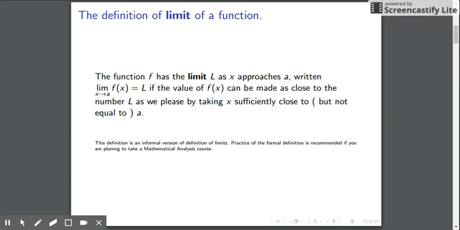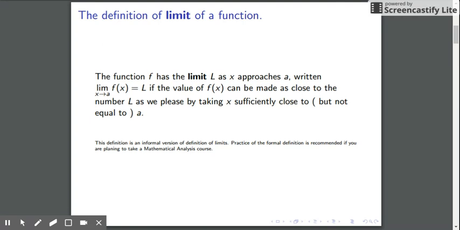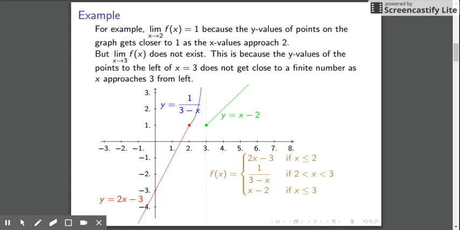So it's like, as we get closer and closer to a value for x, a, not including that x, the y values of the graph are going to get closer and closer to a certain number, and that would be L. This definition is very informal. I would recommend getting the formal definition, which is very complicated, if you're going to take a mathematical analysis course. Let's go to the next one. Let's do an example.